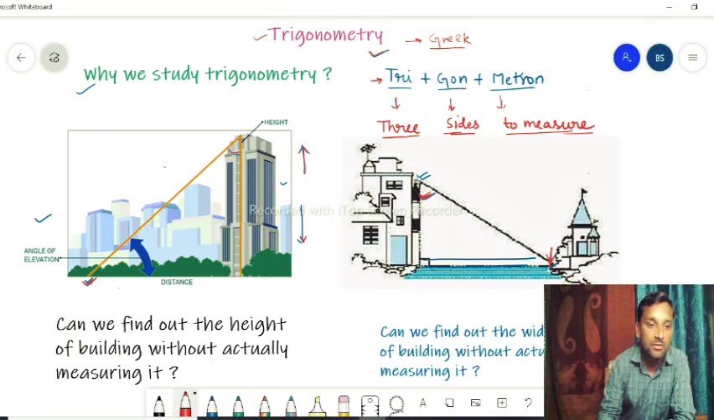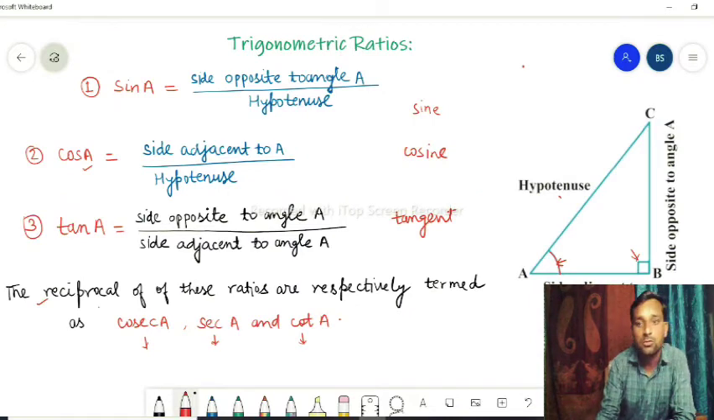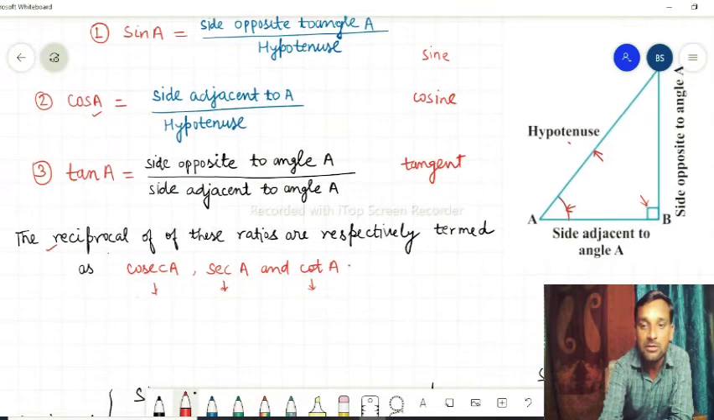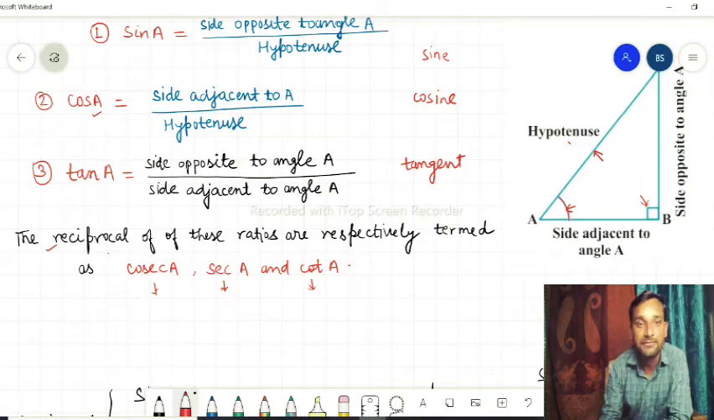Now we will define six trigonometric ratios in a right triangle. So to define the trigonometric ratios, I have taken a right triangle ABC here. As you see, this is the right angle and the side opposite to the right angle is known as the hypotenuse. A is the acute angle. We are going to describe the trigonometric ratios with respect to the angle A. So the side BC is the opposite side to angle A and AB is the side adjacent to angle A.